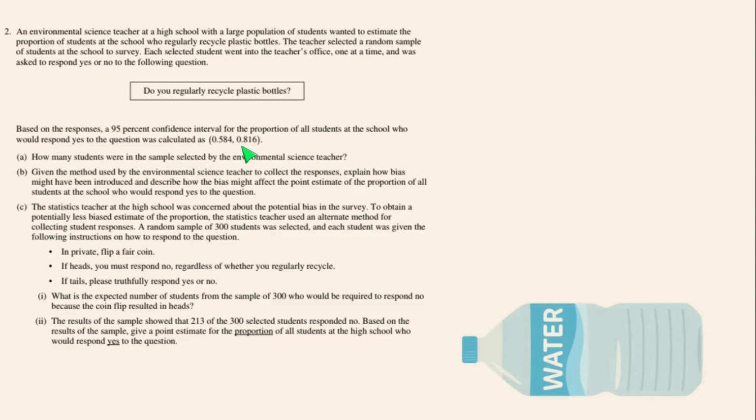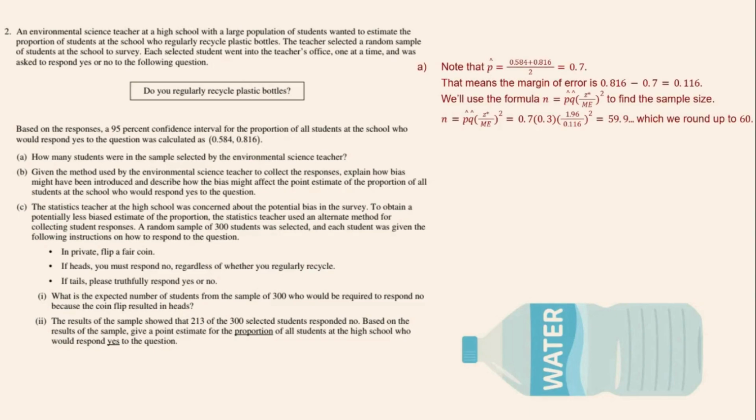All right, let's look at the answer. So first we need to note that p hat is going to be the mean of the lower and upper extremities of my confidence interval, which is going to be 0.7. That means that the margin of error is 0.816, that's the upper extremity of my confidence interval, minus 0.7, is equal to 0.116, all right?